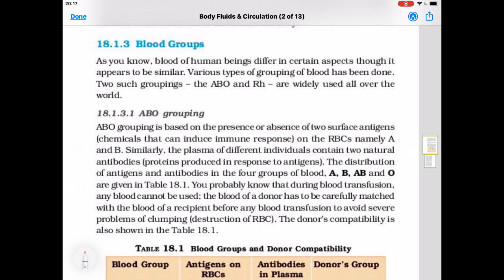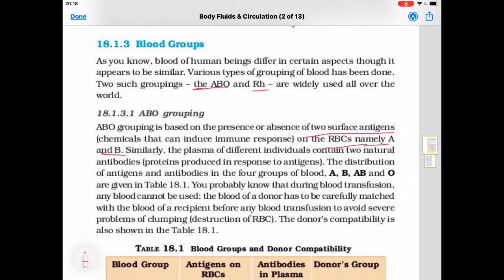The blood can be divided on the basis of ABO blood grouping or RH grouping. So first we will study about ABO grouping. ABO grouping is based on the presence or absence of two surface antigens on the RBC, namely A and B. On the surface of RBC, two antigens are present, that is antigen A and antigen B. Similarly, the plasma of different individuals contain two natural antibodies, proteins produced in response to antigens.